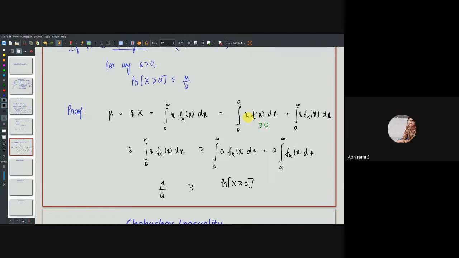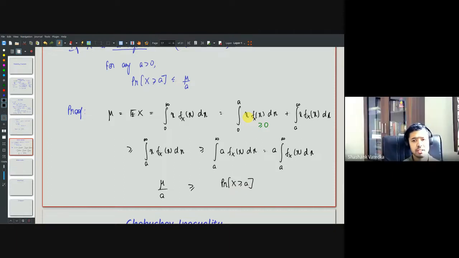Sir, how is this inequality going to help? Okay, we'll see that. I'll use this inequality to derive more complicated inequalities. Markov's inequality in itself is not very much used. There are certain applications where you might want to use it, but I'll use this to derive a bunch of other inequalities, and then we'll see how that can be useful. So bear with me for a while.